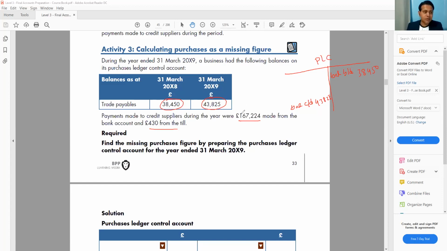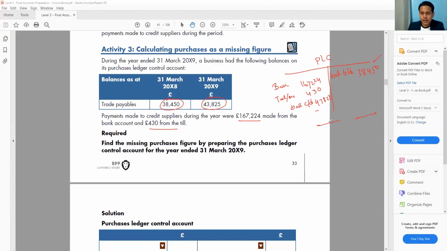So if we paid this, we have to record on the debit side, because writing on the debit side means I'm reducing the balance. This is the money I'm supposed to pay, and obviously this is the closing balance. I already paid this money, so I'm going to say from the bank I paid 167,224, and from the till as a cash I paid 430. So if we paid already this money, obviously that will give me the purchase, the difference. So let's find it out. How much will be the purchase?